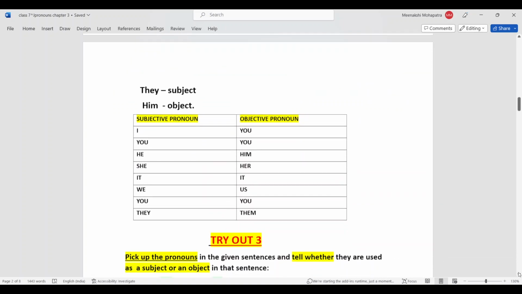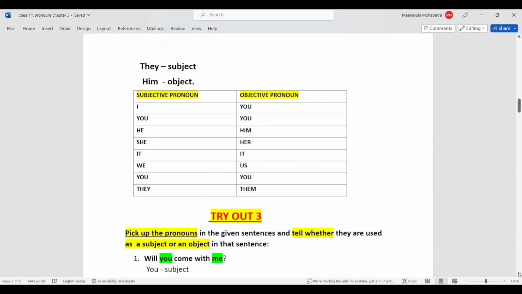Now, children, there are certain subjective pronouns for which there are objective pronouns. For the subjective pronoun I, the objective pronoun is me. For you, the objective pronoun is you. The subjective pronoun he becomes him, she becomes her, it becomes it, we becomes us, you becomes you, and they becomes them.